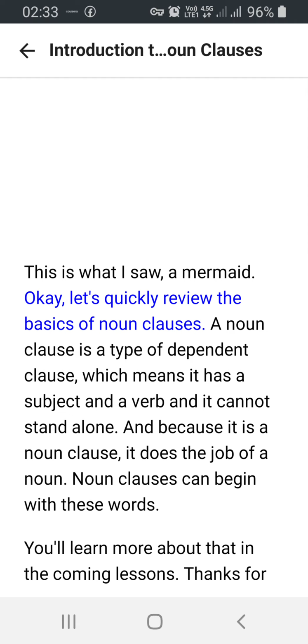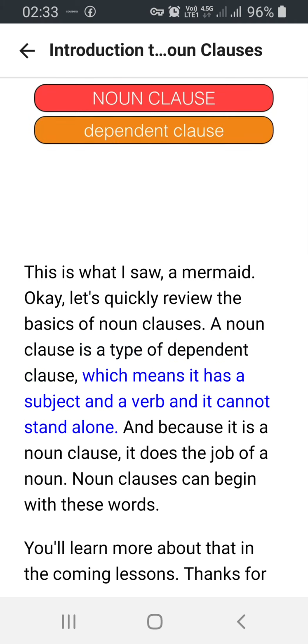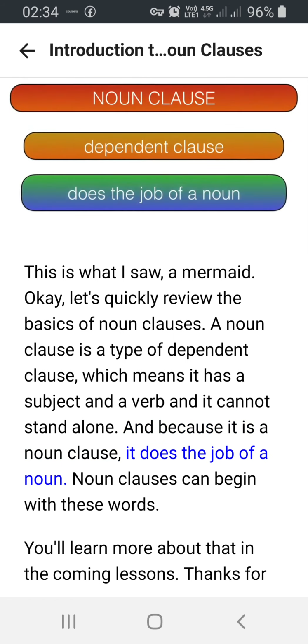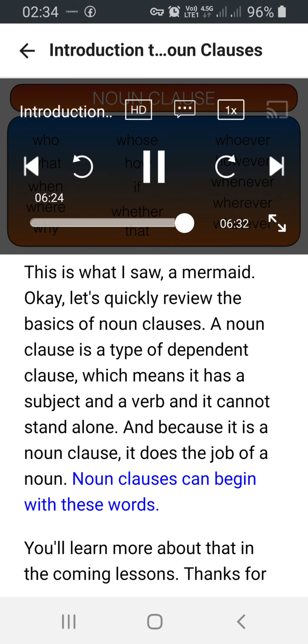Okay, let's quickly review the basics of noun clauses. A noun clause is a type of dependent clause, which means it has a subject and a verb, and it cannot stand alone. And because it is a noun clause, it does the job of a noun. Noun clauses can begin with these words.